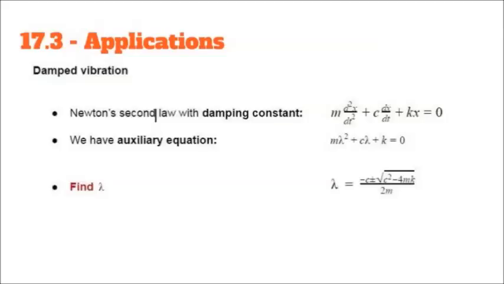Damped vibrations. Newton's second law with damping constants: m d²x/dt² plus c dx/dt plus kx is equal to 0. We have the auxiliary equation m lambda squared plus c lambda plus k is equal to 0. In order to find lambda, we use lambda is equal to negative c plus or minus the square root of c squared minus 4mk, all over 2m.